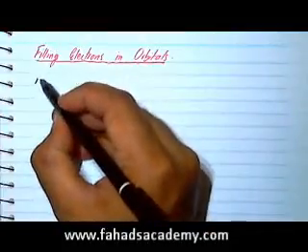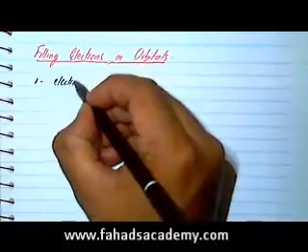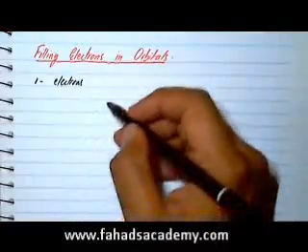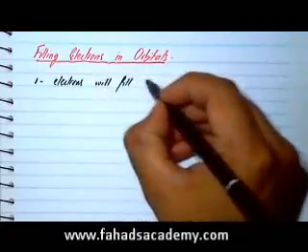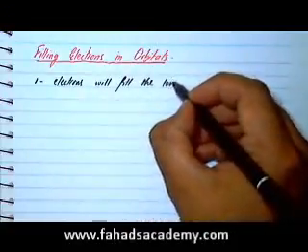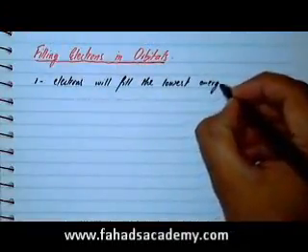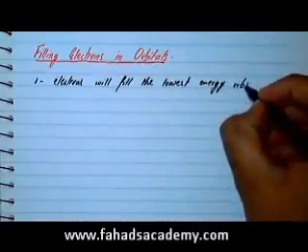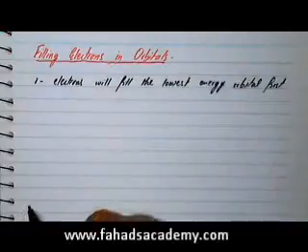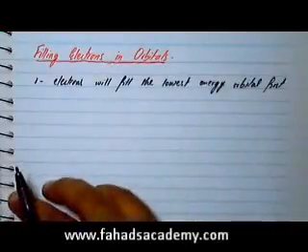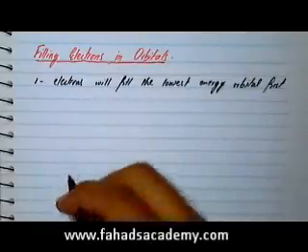The first rule is the old rule that we discussed previously: electrons will fill the lowest energy orbital first. Now, this means that electrons are going to go into the most stable configuration first.